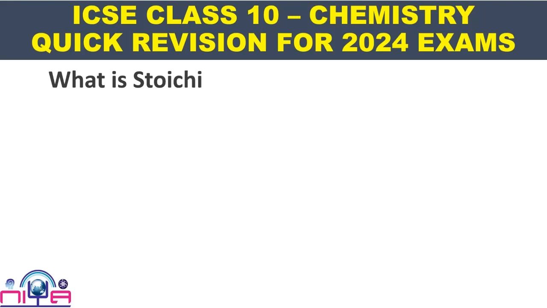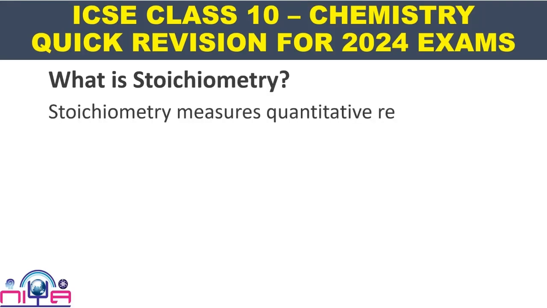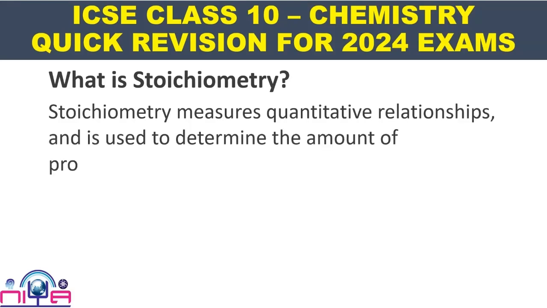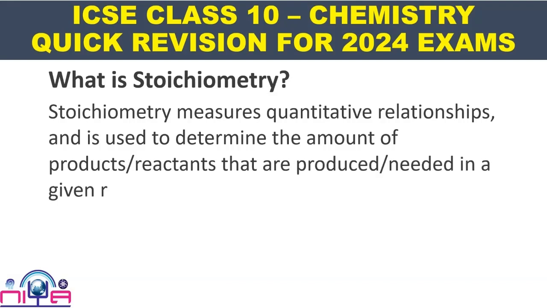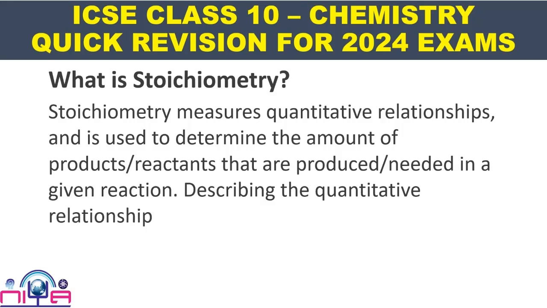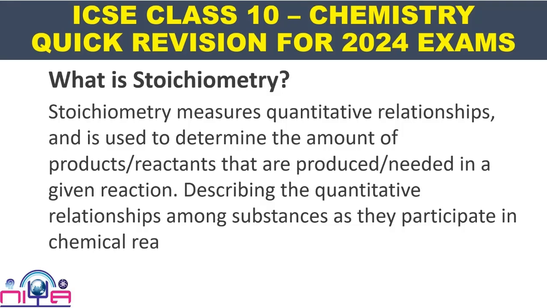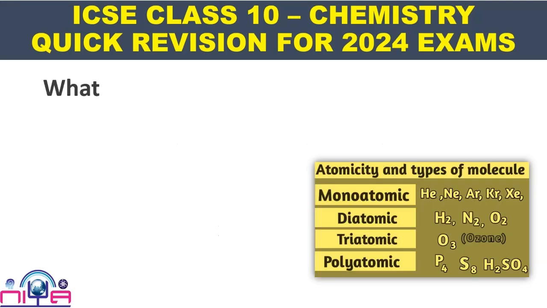What is stoichiometry? Stoichiometry measures quantitative relationships and is used to determine the amount of products/reactants that are produced/needed in a given reaction. Describing the quantitative relationships among substances as they participate in chemical reactions is known as reaction stoichiometry. What is atomicity? Atomicity is the number of atoms in a molecule of an element.